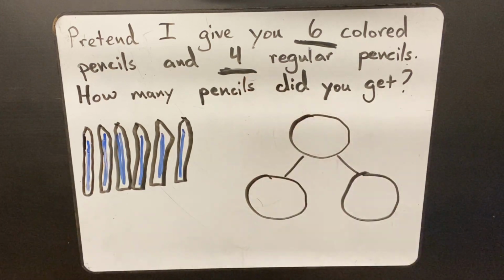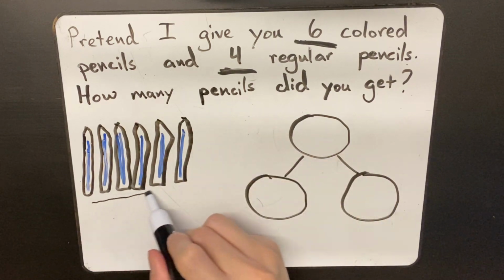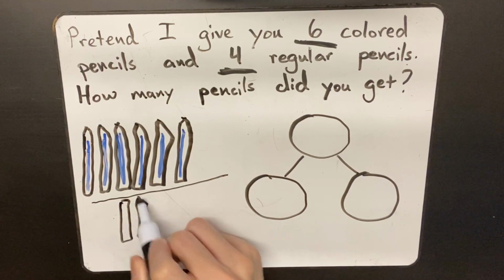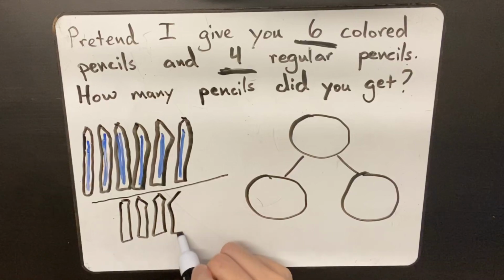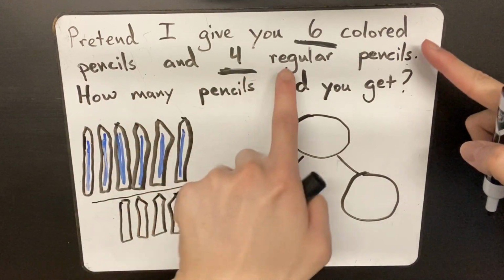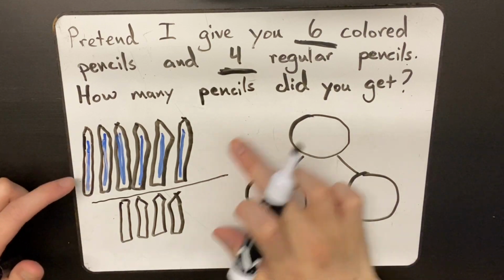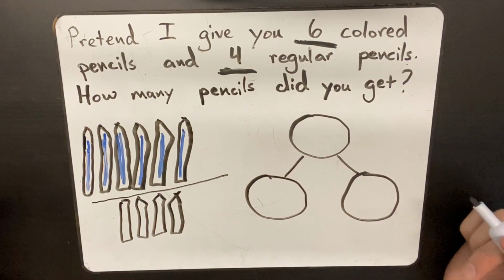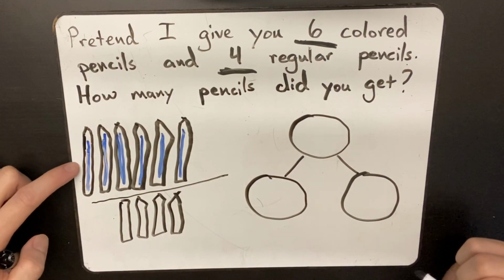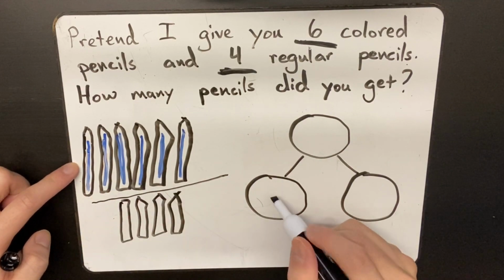And I need 4 regular pencils. So let me draw 4 regular pencils so I can make a line right here so I know that they're different. 1, 2, 3, 4. Okay, I got my 6 colored pencils and 4 regular pencils. So if I'm filling in this number bond, I know that 6 of my pencils are colored and that they're all pencils. So I think the colored pencils is one of my parts. Okay, so 6, I'm going to put 6 in one of my parts.